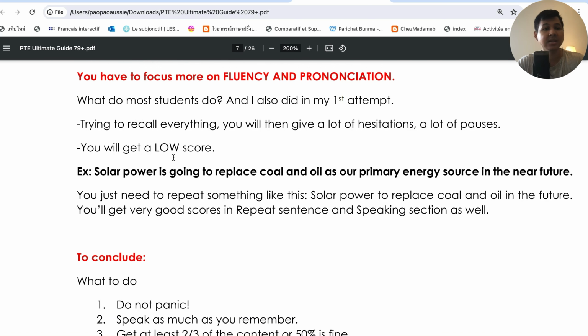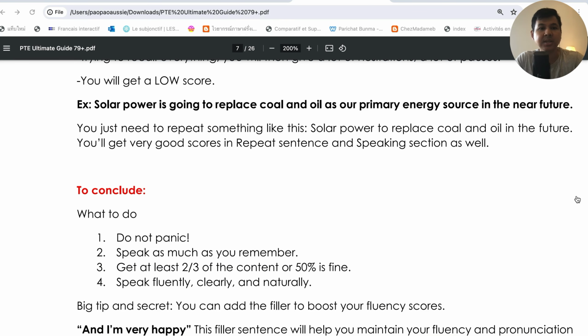And at the end, I got a low score in repeat sentence and the speaking section. That's why I failed the speaking section in my first attempt. For example, if you hear this sentence: "Solar power is going to replace coal and oil as our primary energy source in the near future." It's a quite lengthy sentence. It's very difficult. So you have to be familiar with the exam bank, because the questions are always repeated in the real exam.